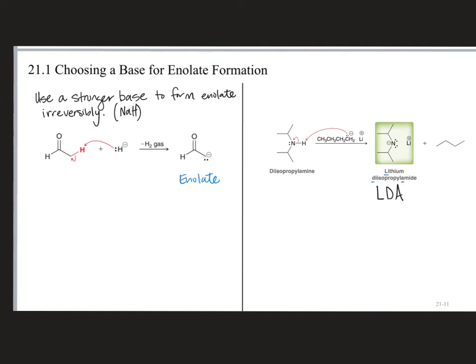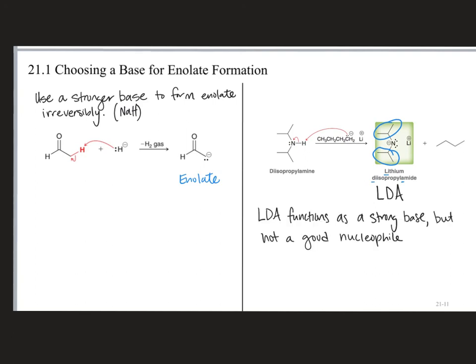Another way to form enolates irreversibly is by reacting diisopropylamine with n-butyllithium. This is going to form LDA, lithium diisopropylamide. LDA has two bulky isopropyl groups attached to the nitrogen, which allows it to be a great base, a strong base, but not a good nucleophile due to the bulkiness.